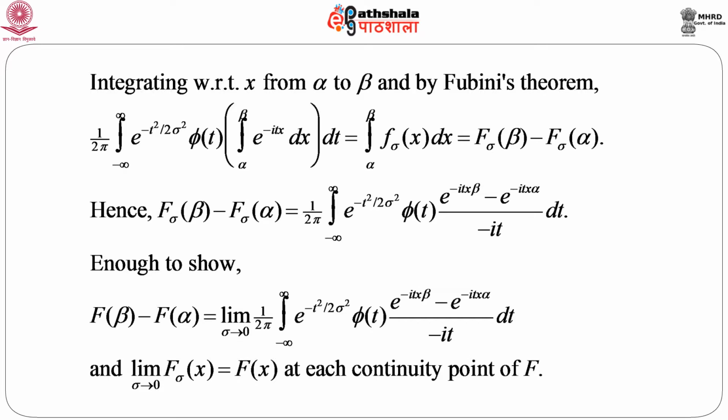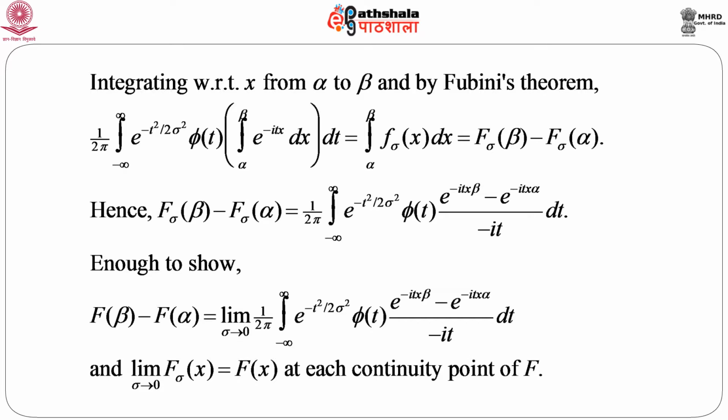Now, the only thing is, here is the presence of sigma square and here is the presence of sigma square, but all we want to show is something in terms of only F, not in terms of F sigma. So, if we can somehow derive from this expression how to get capital F beta or capital F alpha, or maybe their difference, we are through actually.